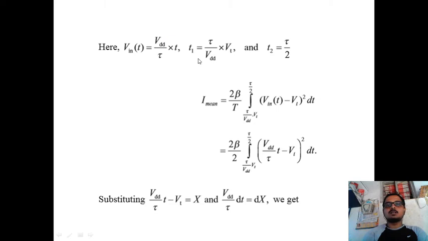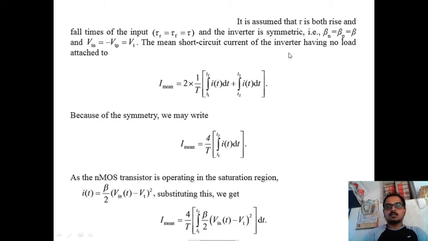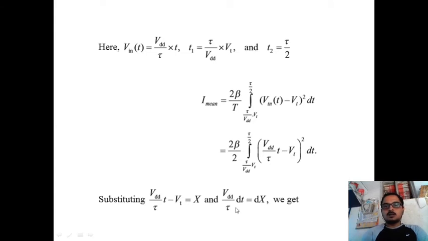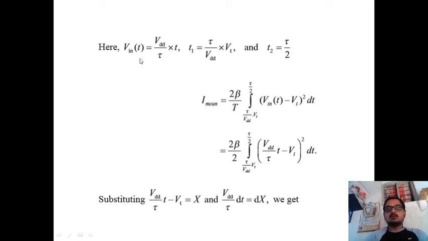Substitute these three terms in this equation. Then we will substitute the limits: in place of T1 we will replace this term, in place of T2 we will replace this term. Then we will get this. And substitute in place of V in of t this one. Finally, when you substitute these three terms in the above equation, we will get this term.